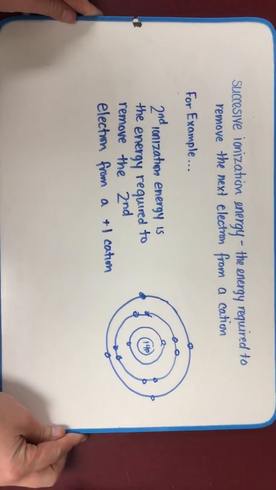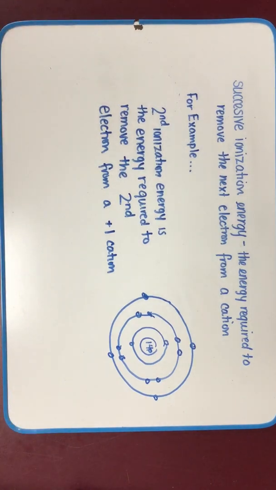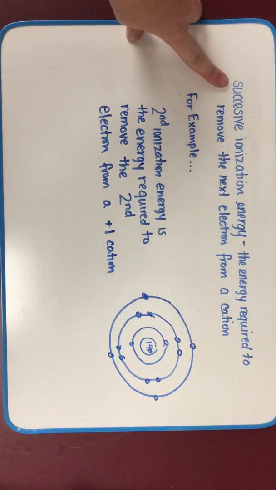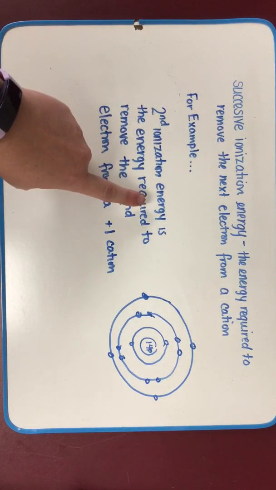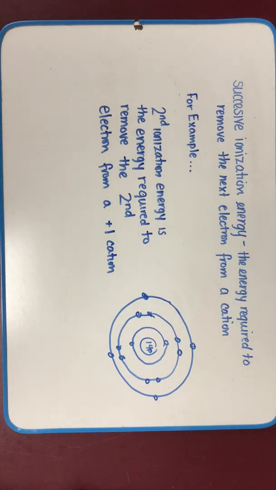The first one that we're looking at is the successive ionization energy. A successive ionization energy is just the energy required to remove another electron from an atom that is already positively charged. So it is the amount of energy required to remove the next electron from a cation. One type of successive ionization energy would be the second ionization energy, which is the energy required to remove the second electron from a +1 cation.